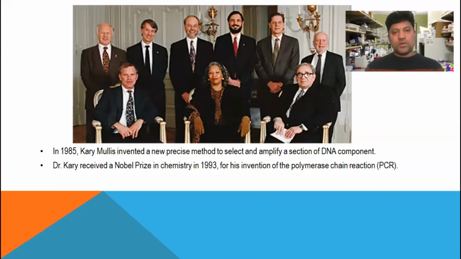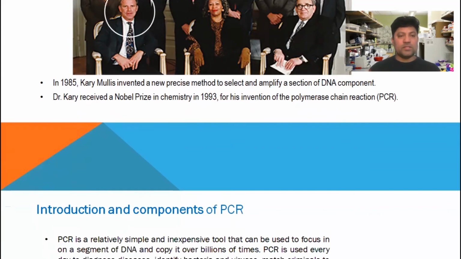Some of the information was collected from ResearchGate and Crossref. This is the photograph of Dr. Professor Kary Mullis. In 1985, he invented a new precise method to select and amplify a selected piece of DNA or DNA component. Dr. Kary Mullis received a Nobel Prize in Chemistry in 1993 for his invention of polymerase chain reaction.